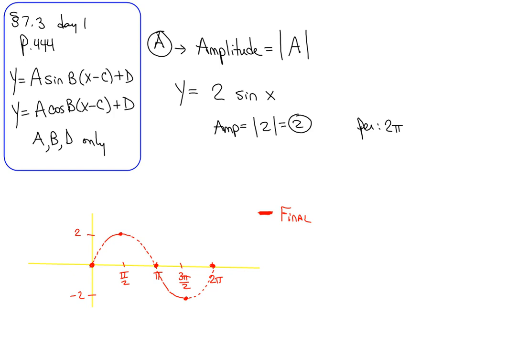Now let's take a look at what B does. B is our period adjustment. Notice I did not say it is our period. It is our period adjustment. It's going to change our period. So for example, we're now talking about y is equal to sine of 2x. Notice the 2 is not in front now. Now it's part of the angle. We're taking the sine of double whatever x is. So if x is 30 degrees, we're now taking the sine of 60 degrees, 2 times 30. This is B. This is our period adjustment.